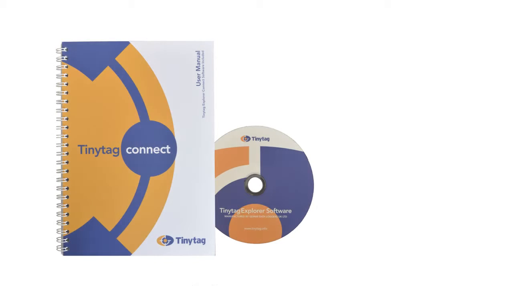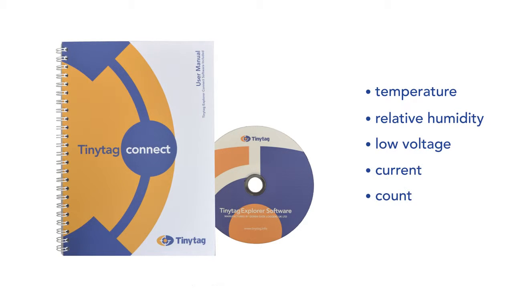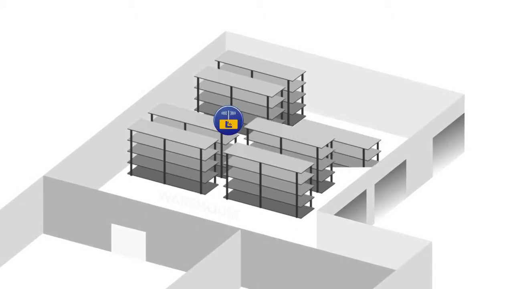or over the internet. Data from the radio and LAN loggers, including temperature, RH, low voltage, current and count, is stored and managed by a Windows service called the Tinytag Connect Gateway. Data is then presented in the easy-to-use Tinytag Explorer Connect software. Radio and LAN data loggers can be mixed and matched within an application to meet particular site layout and infrastructure requirements. Tinytag radio loggers are easy to set up.